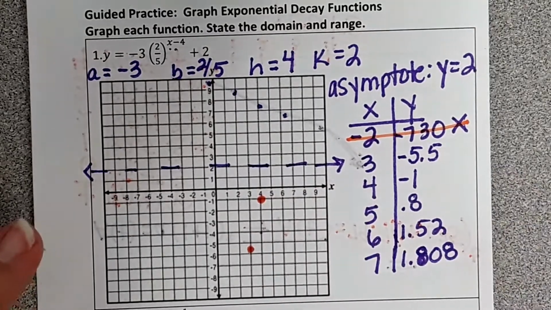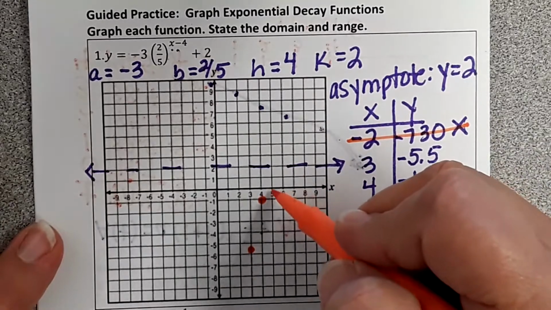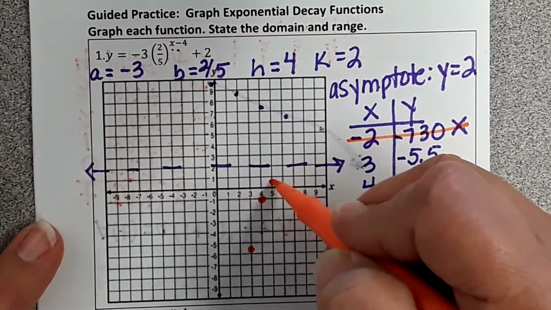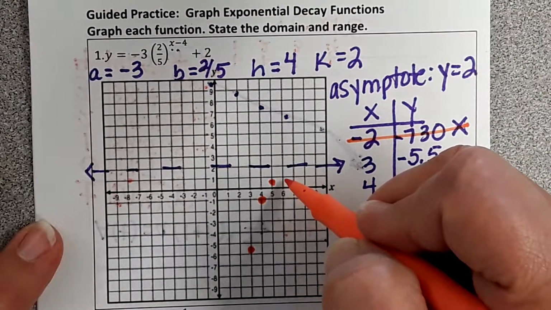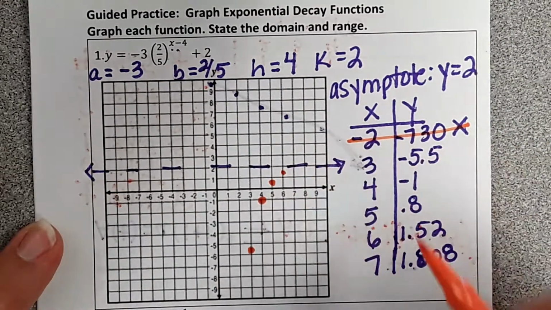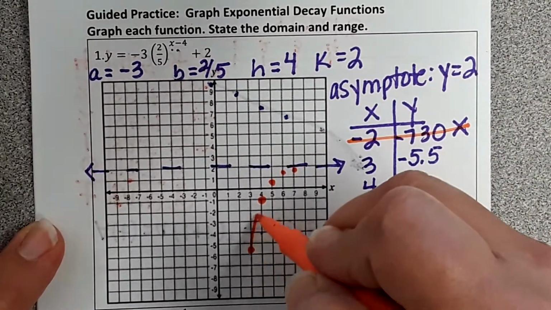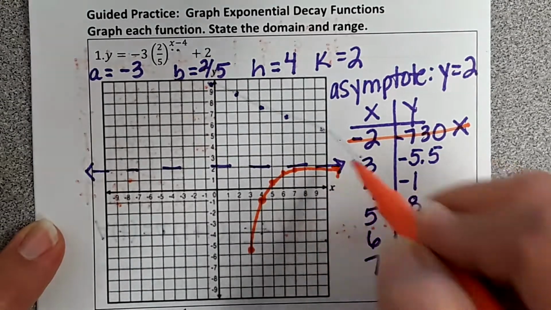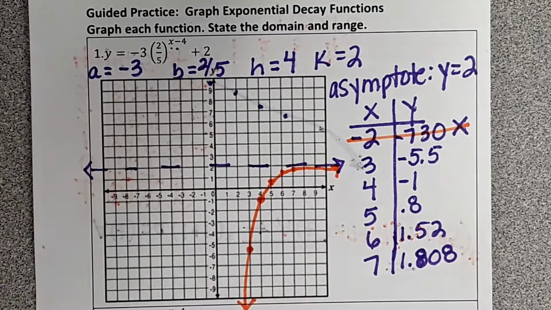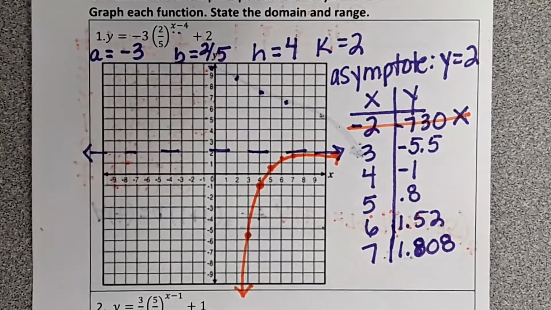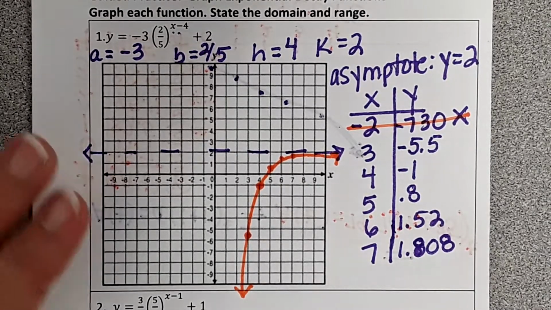I like that one because it's on a point, right? 5.8, so 0.8 is just kind of close to 1. 6 is 1.52, that's in between 1 and 2. And then 1.8 is kind of close. And that's our function.